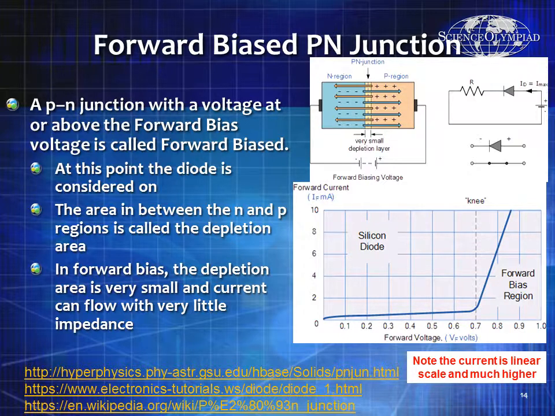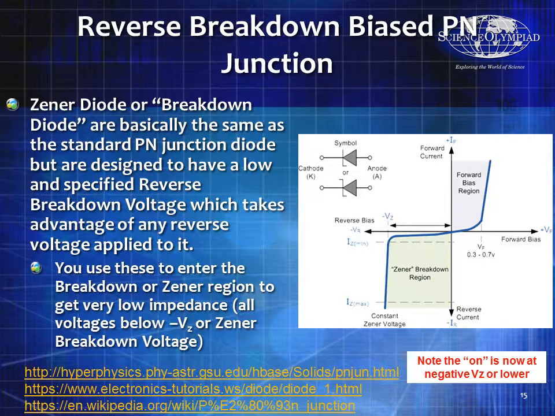Most of the time, we're worried about the forward bias PN junction characteristics, because that's when the diode is considered on, and this is how most diodes are designed to work. After we get above 0.7 or 0.3 or whatever the forward bias voltage is, it pretty much acts like a small resistor, because the voltage is large enough to have reduced the depletion area so that current can now flow.